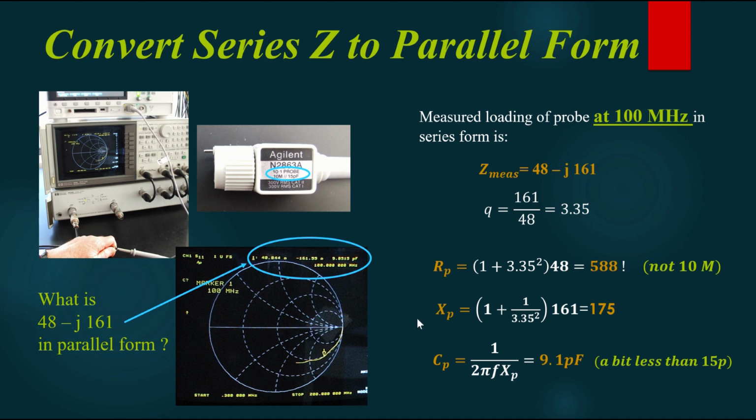What do our formulas tell us the XP value is? Well, we take XS, which is 161 ohms, and we multiply by 1 plus 1 over Q squared. That works out to be 175 ohms. That's reactance.